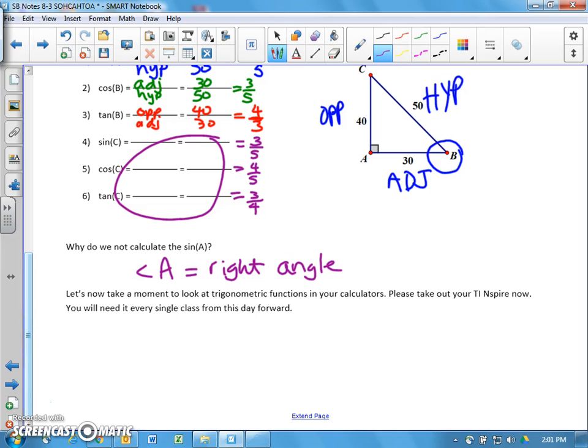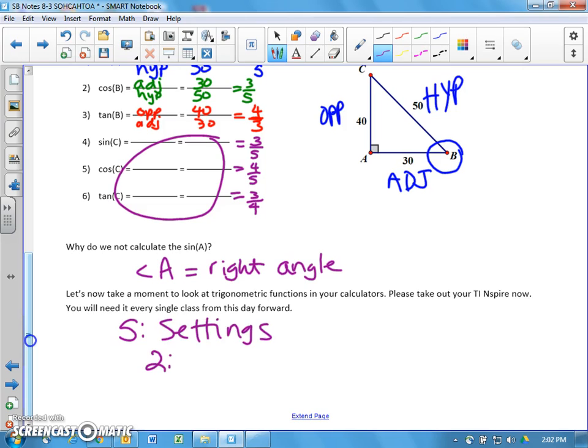All right, so now let's take a minute. We're going to look at this in your calculator. We're going to do this part pretty quickly because most of what you're going to do, you're not going to use your calculator. I just want to show you something. The first thing I want you to do is set up your calculator so that it's always in degrees. So you're going to turn it on, go to the home screen, choose 5, which is settings.